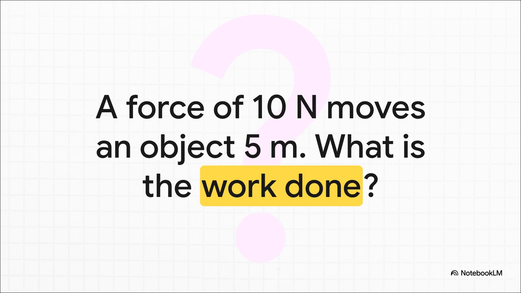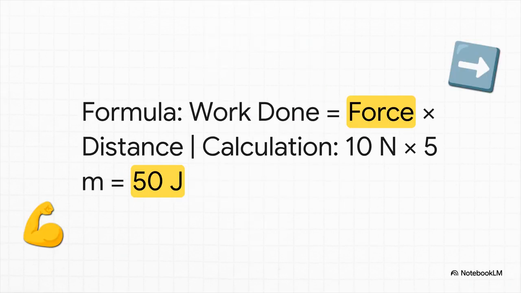Let's talk about work. In physics, work has a very specific meaning. It's all about what happens when you apply a force over a certain distance. So if you have a force of 10 newtons that pushes an object for 5 meters, how much work was done? The formula for work is as straightforward as it gets. It's just force multiplied by distance. So we take our 10 newtons, multiply it by 5 meters, and we get 50. The unit for work and for energy is the joule. So the answer is 50 joules. It's a simple calculation, but it's the foundation for understanding energy itself.